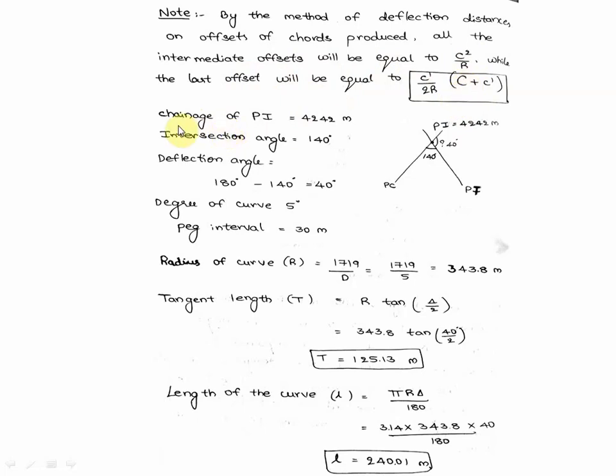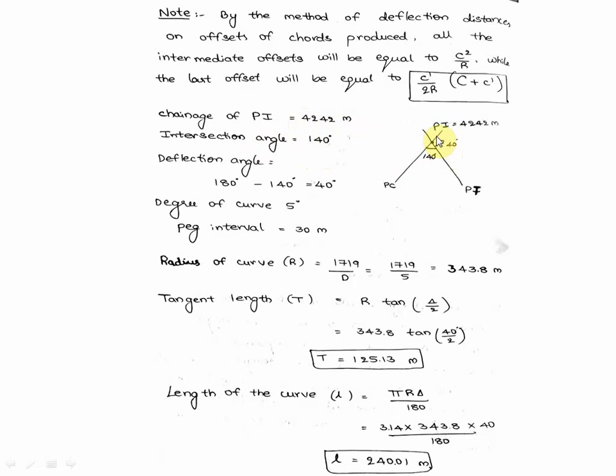Next, write the given chainage of PI. If these are the two straights, here will be your curve. They have given the angle of intersection here. You need to find out this chainage and length, and after that this chainage. They have given the chainage of intersection, that is PI equal to 4242 meter. Next, the intersection angle is this angle, given as 140 degree. This one is the deflection angle, and we need to find this out.